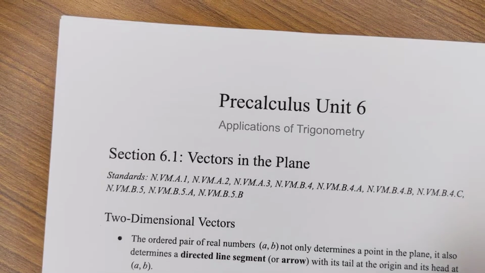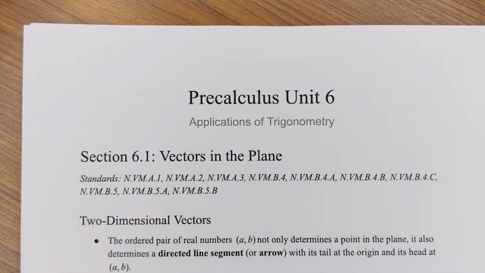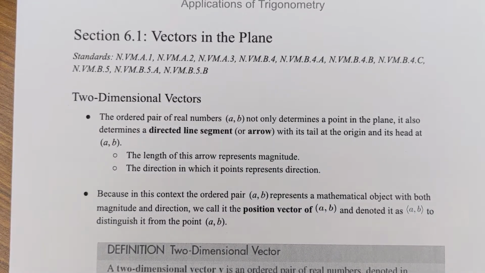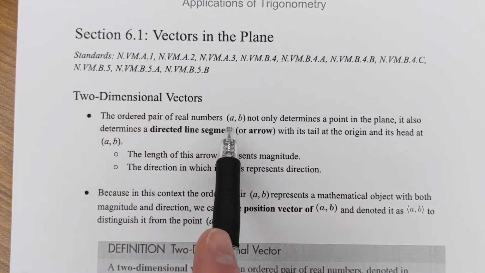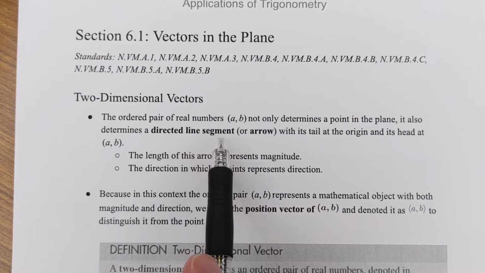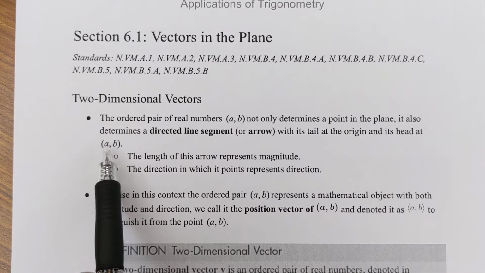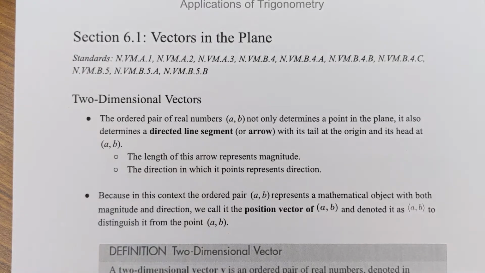Okay, here are the notes for section 6.1, which deals with vectors in the plane. So first we talk about two-dimensional vectors. It's the ordered pair of real numbers a, b, not only in terms of a point in the plane, it's also in terms of a directed line segment, an arrow, with its tail at the origin and the head at the point (a, b). So a is any x value, b is any y value.